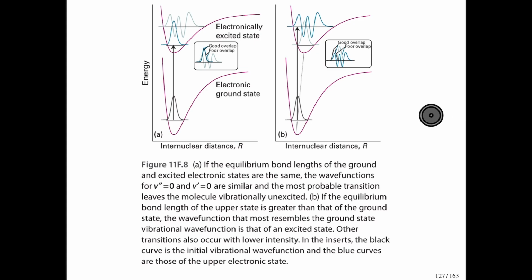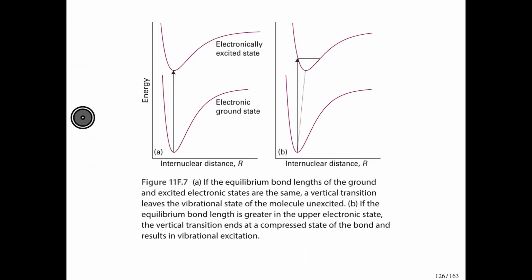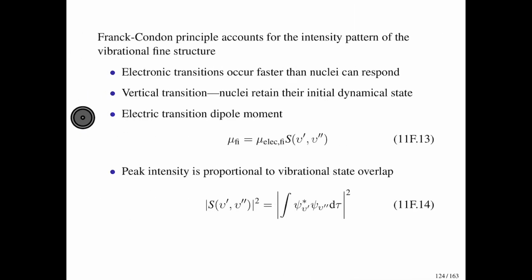So the short thing to remember is that the Franck-Condon principle accounts for the intensity pattern of the vibrational fine structure in UV vis spectra, and the magnitude of the intensity of a particular vibrational transition is dependent upon the overlap of the vibrational wave functions involved.